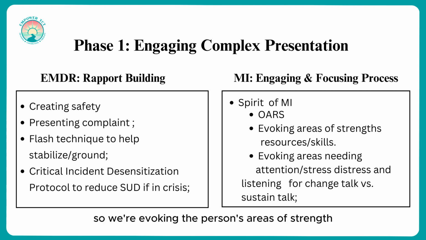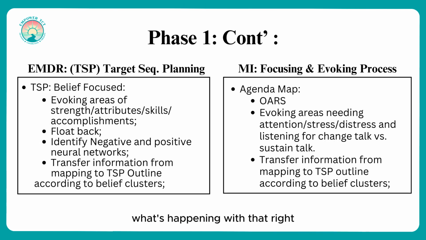So we're evoking the person's areas of strengths, their resources and skills during the assessment process. We're also looking at their areas of need, right? So what are they struggling with? What's causing them stress or distress? And at that point, we're also listening for change talk or sustained talk. We're listening, how motivated are they? Are they ambivalent at all? What's happening with that, right?